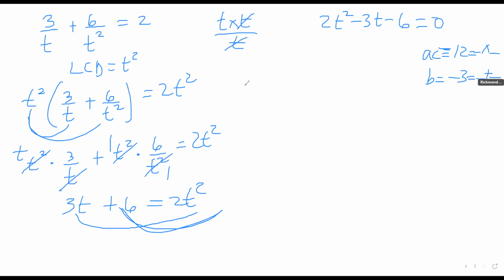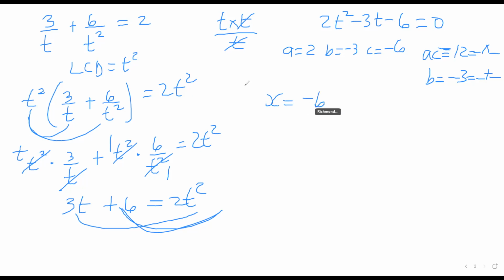Now I'm looking for two numbers, but I think it's impossible to get those two numbers. So I have to use the quadratic formula. Now to use the quadratic formula, I have to get my A, which is 2, B is negative 3, C is negative 6. My quadratic formula is x equals negative b.